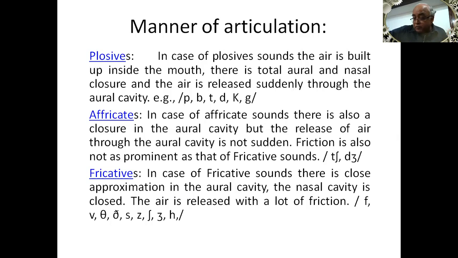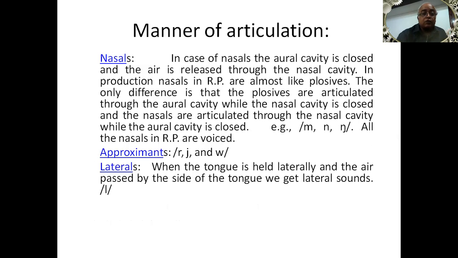The reason I choose to bring the affricates later is that an affricate is something between the plosives and the fricatives. In case of the affricate sounds, there's also a closure in the oral cavity as in the case of plosives, but the release of air through the oral cavity is not sudden, it's slow. Friction is also not as prominent as the fricative sounds, ch, j, etc. in case of RP.